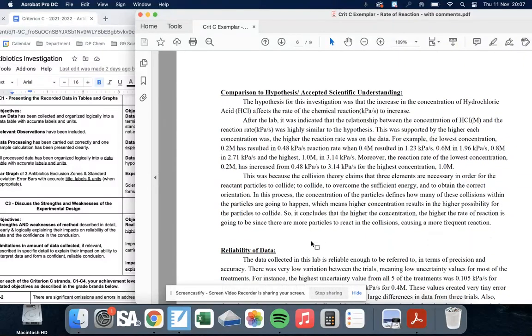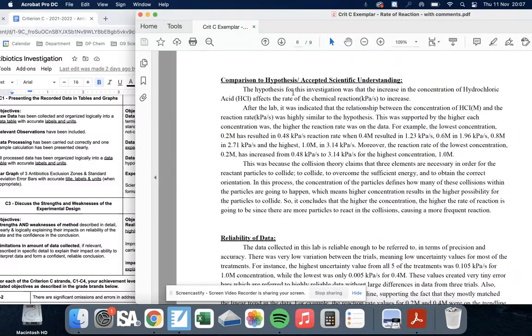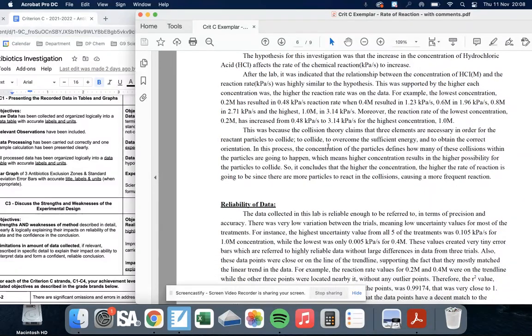Then they've compared what they found to accepted scientific understanding. So they re-mention their hypothesis. That's the first sentence here. The hypothesis was that an increase in concentration would lead to an increase in the rate of reaction. And then they go through point by point with their different concentrations and the different average rate of reaction values that they were able to achieve with their data. And then they re-explain the scientific reasoning behind why that was their hypothesis in the first place.